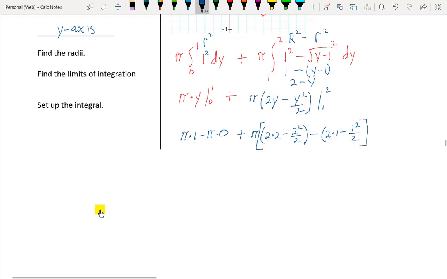Okay, now this one actually simplifies pretty easily too, because we got pi here plus pi times, inside here we're going to get 4 minus 2, which is going to be 2, minus, and this is 2 take away a half, which is 1 1/2 or 3/2. So 2 minus 3/2 is a half, so this is pi plus pi over 2. All right, and actually we can add those together. That would be 2 pi over 2. So this would end up being 3 pi over 2.